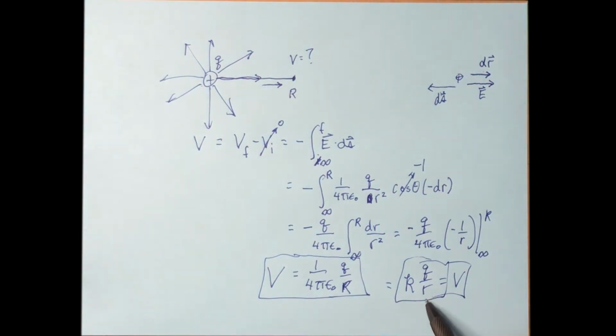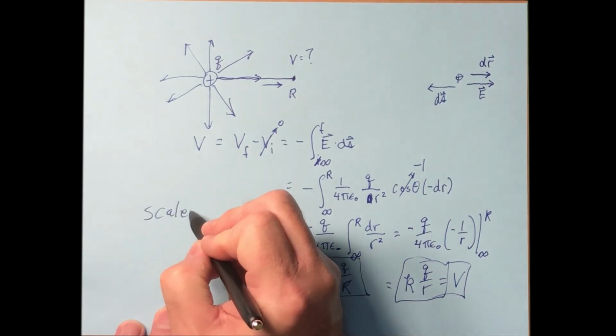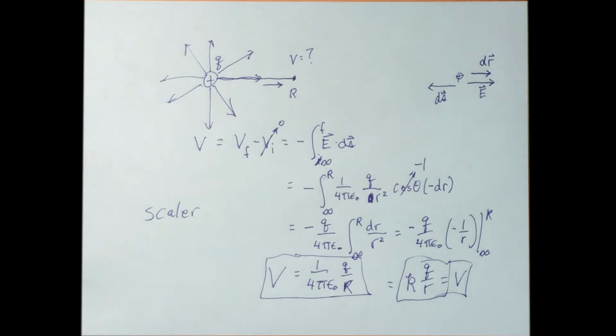Now from this, potential itself is a scalar. Recall that it is a scalar quantity. And because it is a scalar quantity, the sign of this charge matters. The potential can be positive if the charge is positive. It can be negative if the charge is negative. It could also be zero if there's no charge. The potential can be zero.